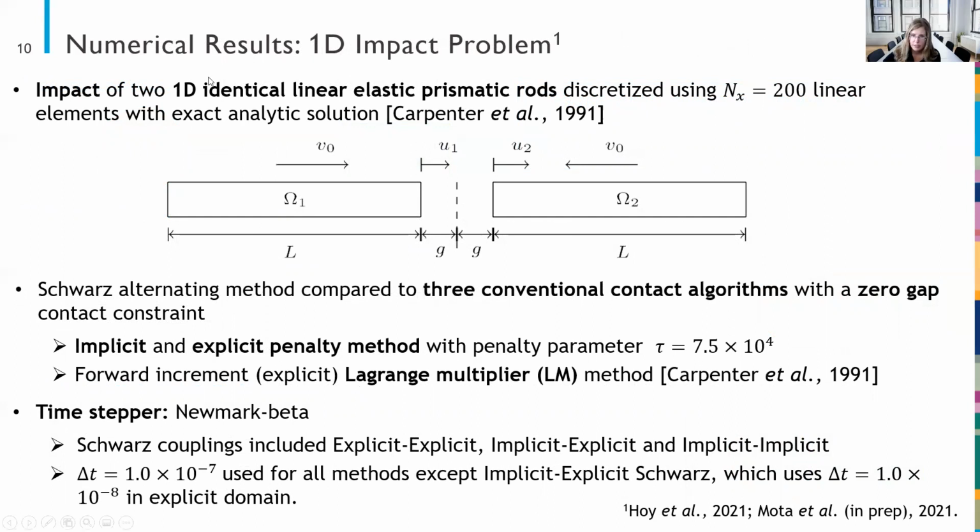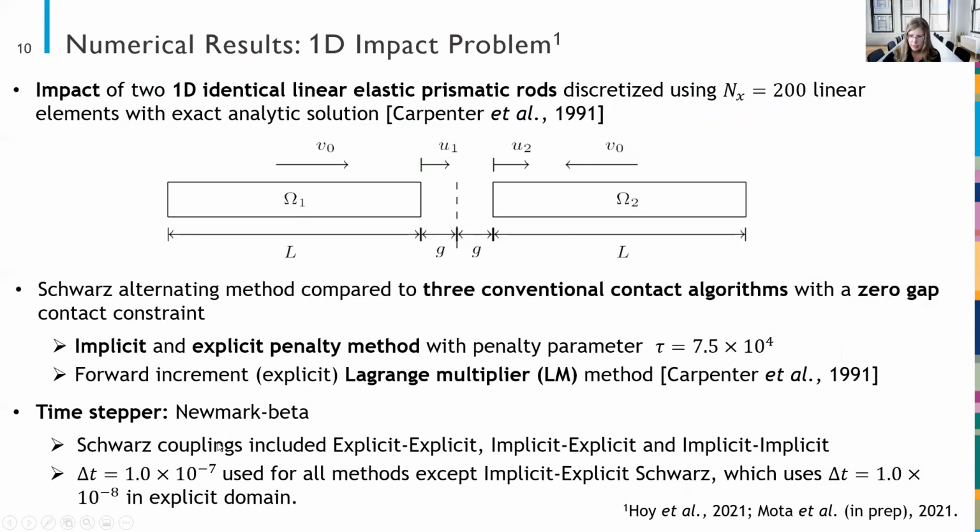This problem involves 1D identical linear elastic prismatic rods shown here that impact each other. This problem has an exact analytic solution that's detailed in this Carpenter reference. In addition to the Schwarz alternating method, we evaluate three conventional contact algorithms: the implicit and the explicit penalty method, and then the forward increment explicit Lagrange multiplier method. For all these methods, we use a Newmark beta time stepper.